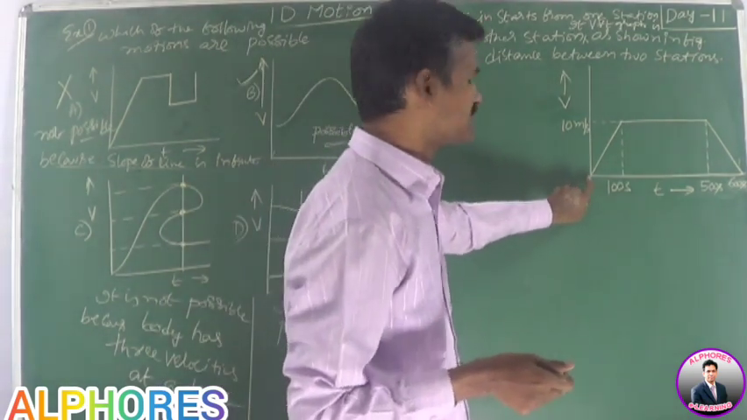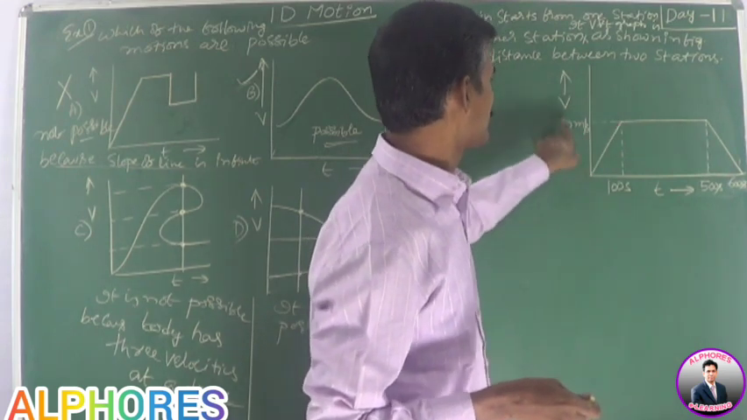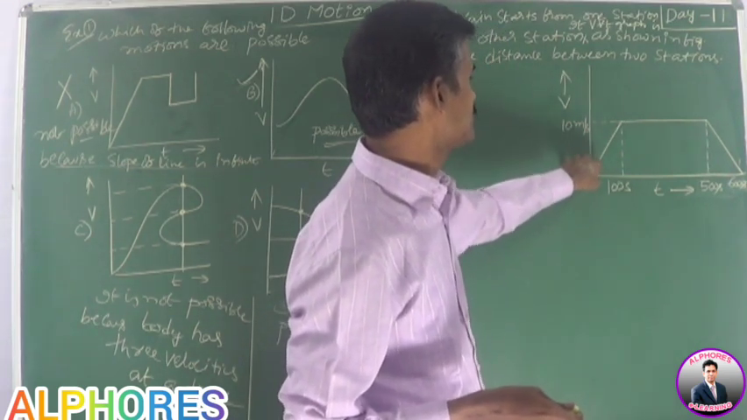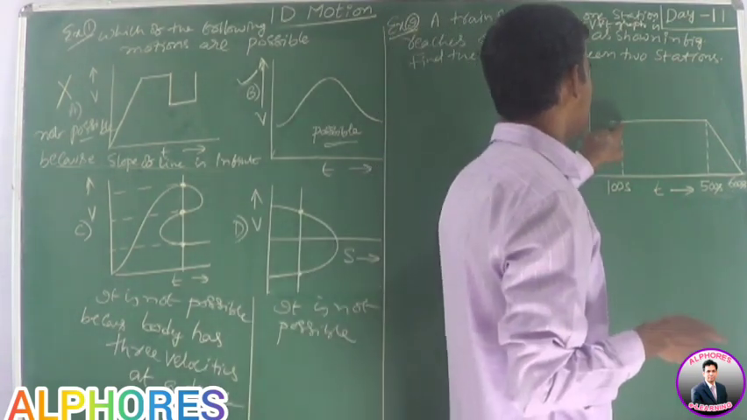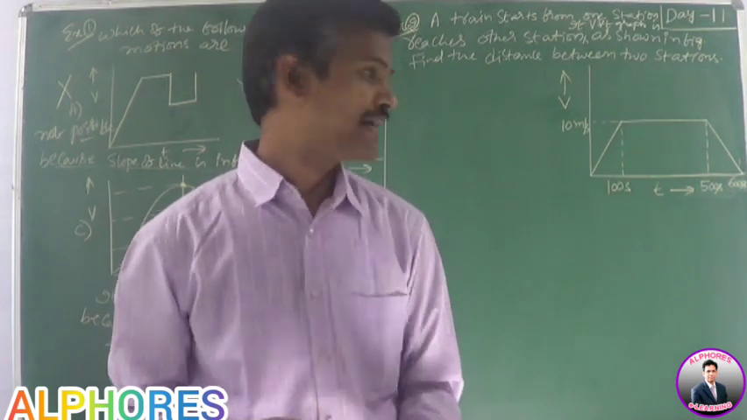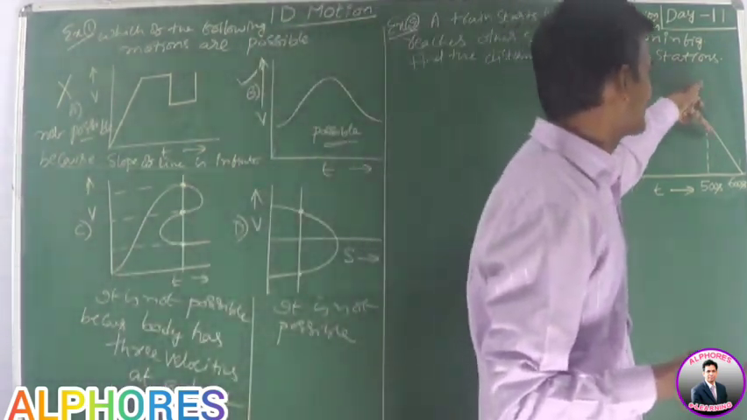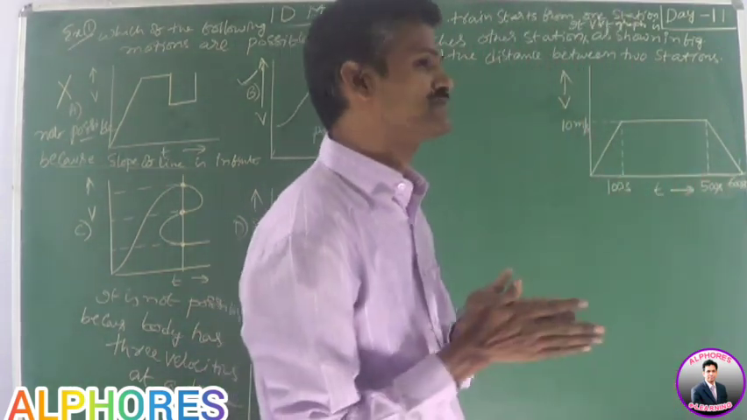From here its velocity is 0. From 0 to 100 seconds, this train accelerates from 0 to 10 meters per second. After that it maintains that constant speed, 10 meters per second, for some time. After that it decelerates and finally comes to rest. This is the motion of the train.